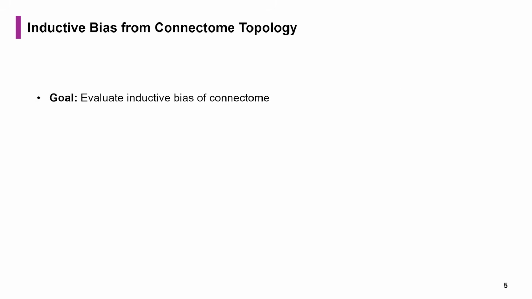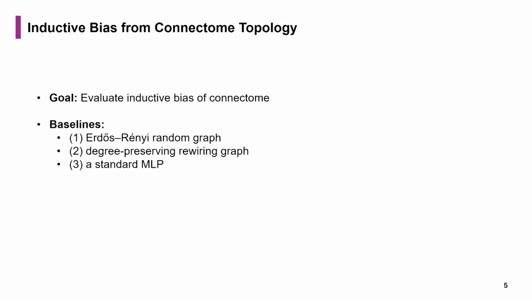Here's the key scientific question. Does the biological connectome topology actually help, or could any random wiring do the job just as well? To find out, we tested 3 baselines. First, an Erdos-Renyi random graph with the same number of edges. Second, a degree-preserving rewiring graph, which shuffles the edges while keeping each neuron's exact number of incoming and outgoing connections. And third, a standard multilayer perceptron.